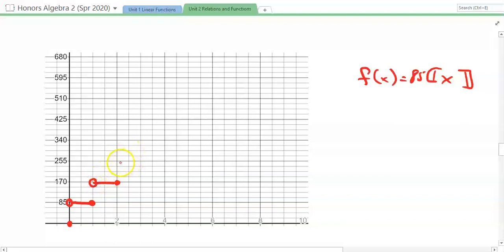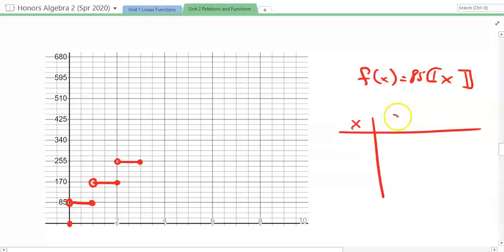Same thing when we go to 3 hours. Again, I'd have a circle at 2 hours, because again, if I go 2 full hours, I'm here. But if I go for 2 hours and a minute, I'm going to pay for the full 3 hours. So that's the function here. And so let's see what happens in the table.